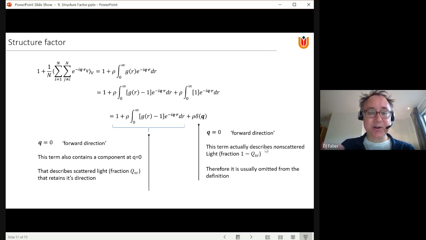So this is now our new definition for the structure factor as the Fourier transform of g of r minus 1. Of course, this also has a component in the forward direction, which also corresponds to theta being 0. But this is the fraction of the light that is scattered, but scattered in the forward direction. So in the forward direction, you have two contributions. You have light that has not interacted at all, so it's just a fraction of the light that passes through, and you have a fraction that is scattered, but in the forward direction. That is still contained in here, so it adds up.